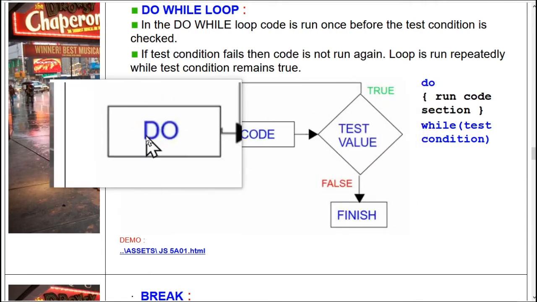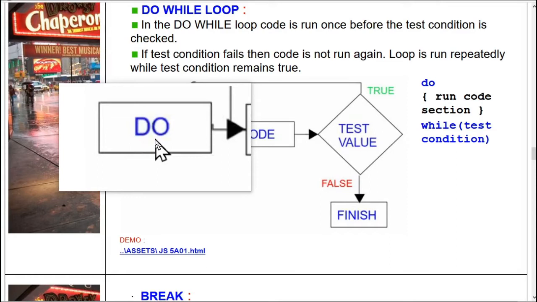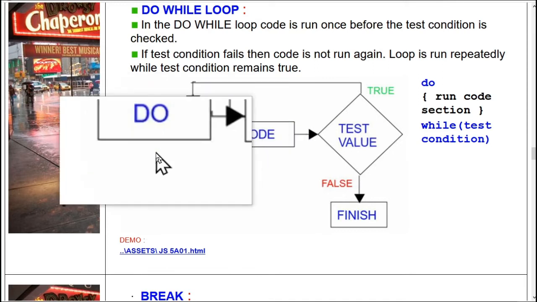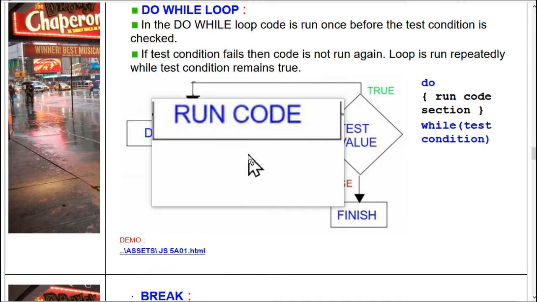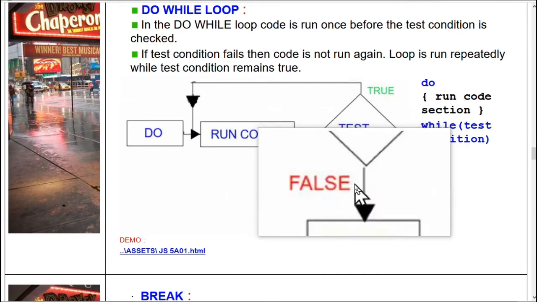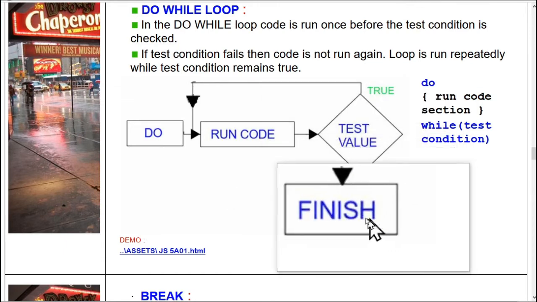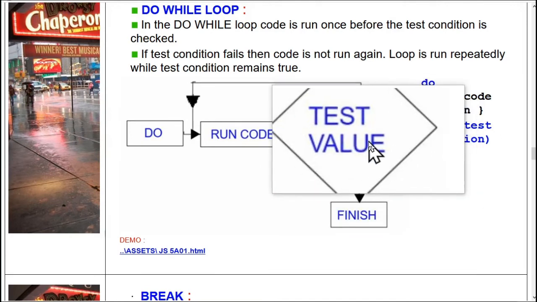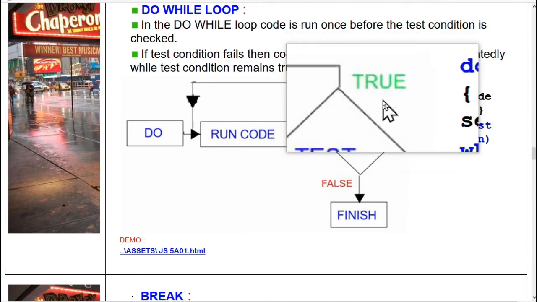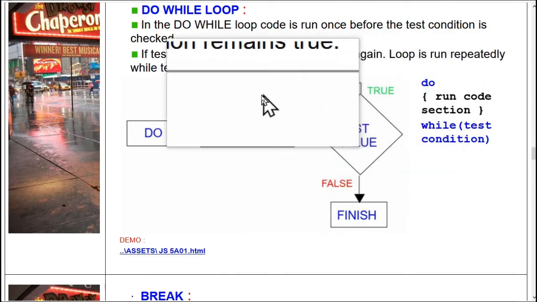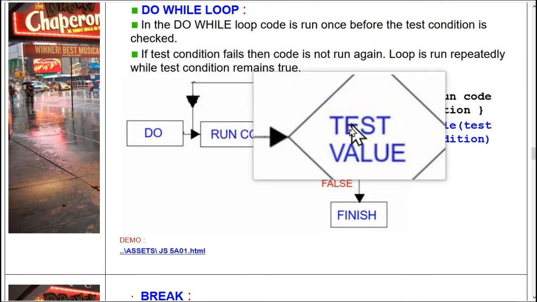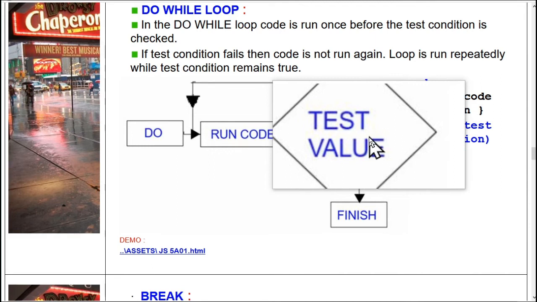So what we've guaranteed is that we always run the loop at least once. So in here we do run the code. We're definitely running the code once, and then we test it. And then if the test is false, we finish running the code. If the test condition is true, we go back to the beginning of our loop and we run the code again, and then we test, and then we run the code and test, and so on.